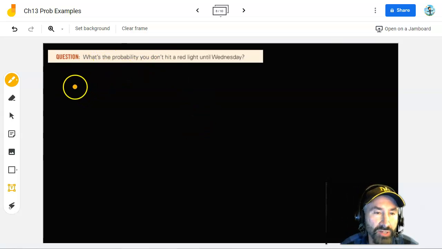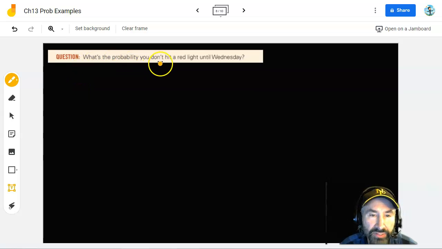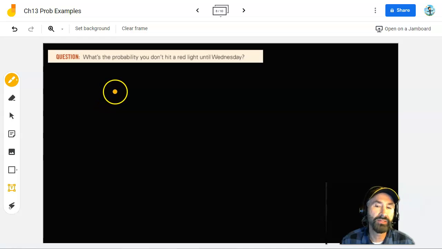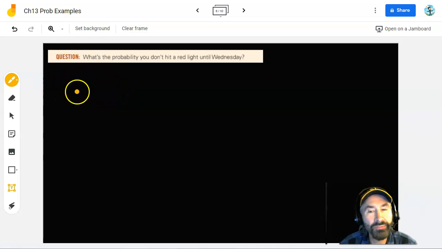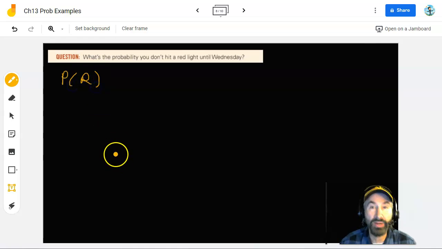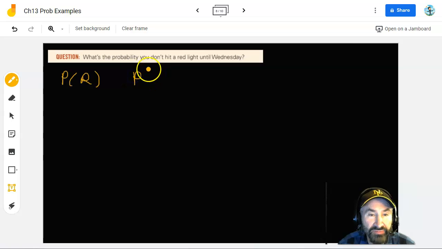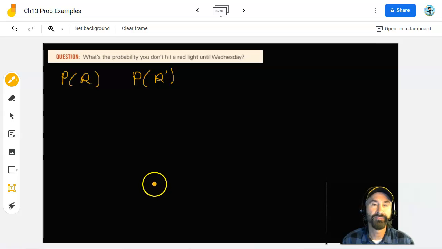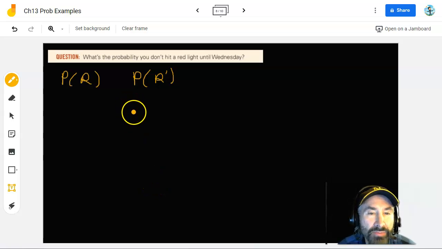All right, so let's talk about this. What's the probability that you don't hit a red light until Wednesday? How would we begin to approach this? It's going to be much easier if we try to write this out. So first of all, probability of hitting a red light, I'm going to abbreviate that as probability of R. And probability of not hitting a red light, I'm going to abbreviate that as probability of R with a little prime symbol there. Okay. So what's the probability that you don't hit a red light until Wednesday?